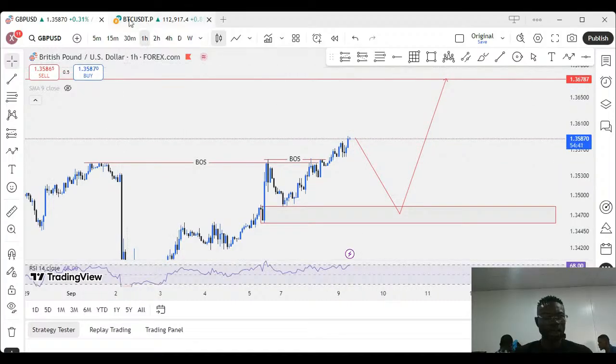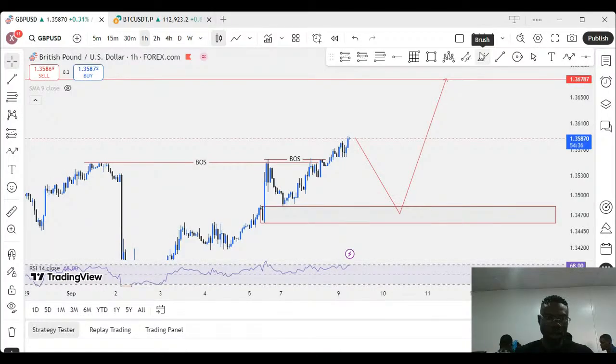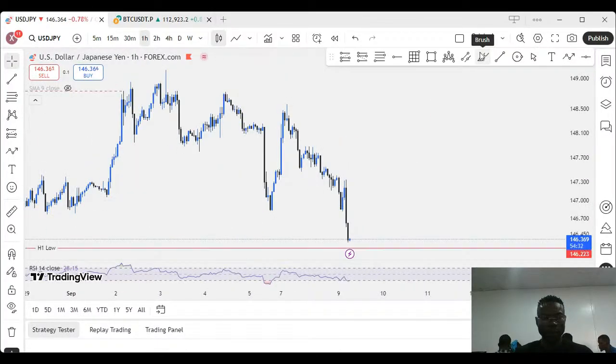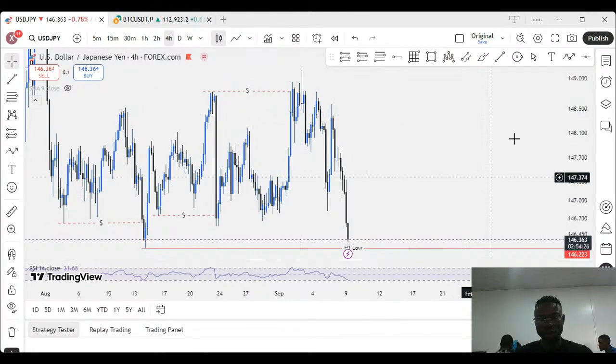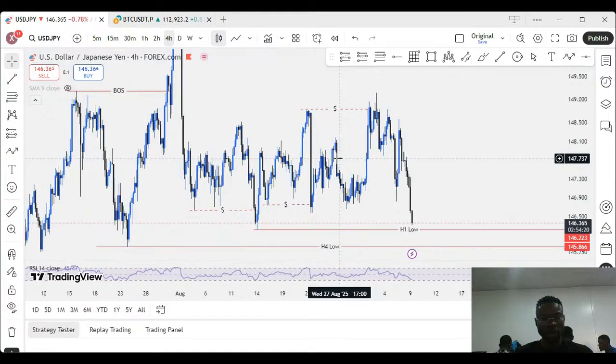Let me look at the USDJPY, because that pair, I don't even know what's wrong with it recently. It's just ranging. So USDJPY has gotten to a zone whereby I'm expecting the market to push up. You can see this is my analysis here.